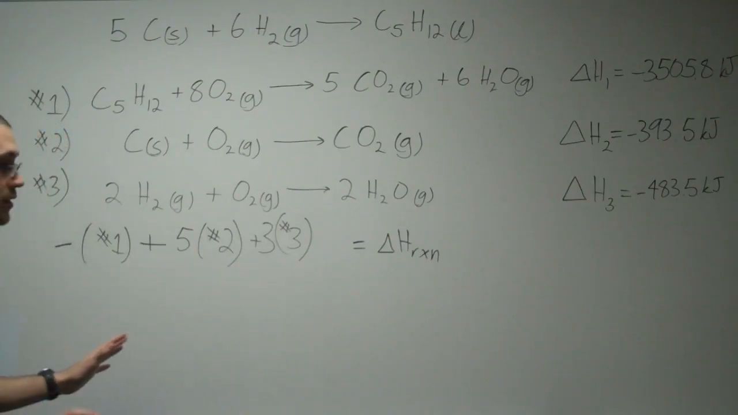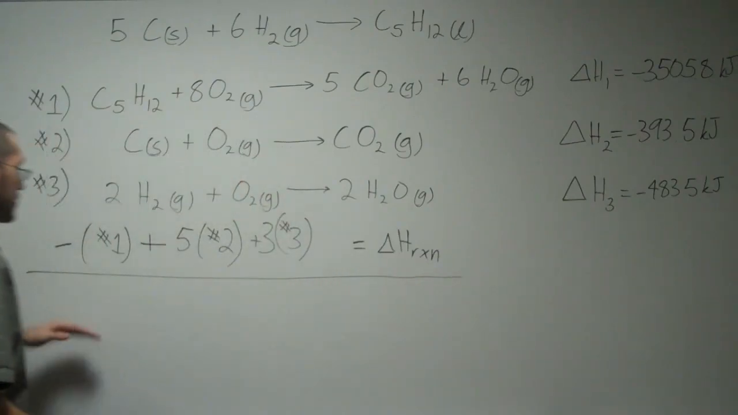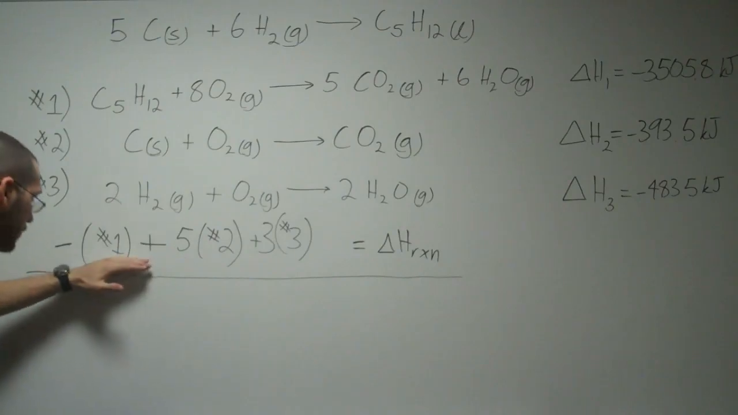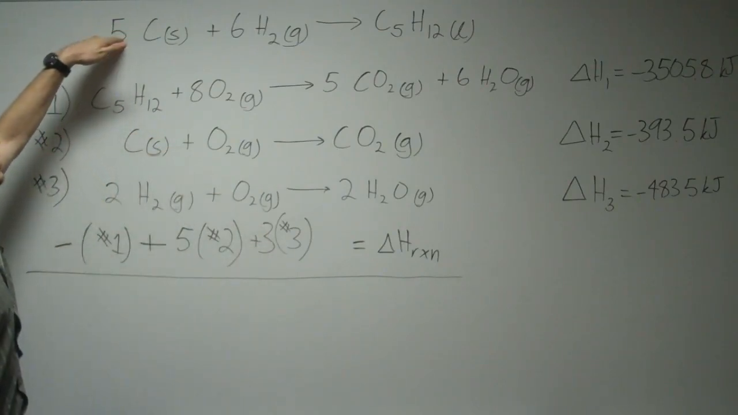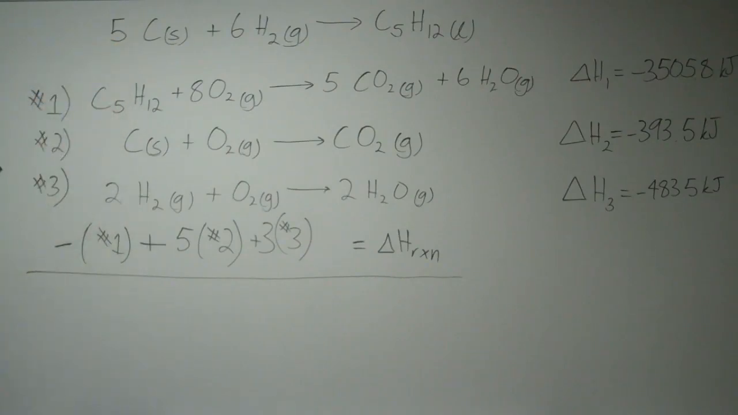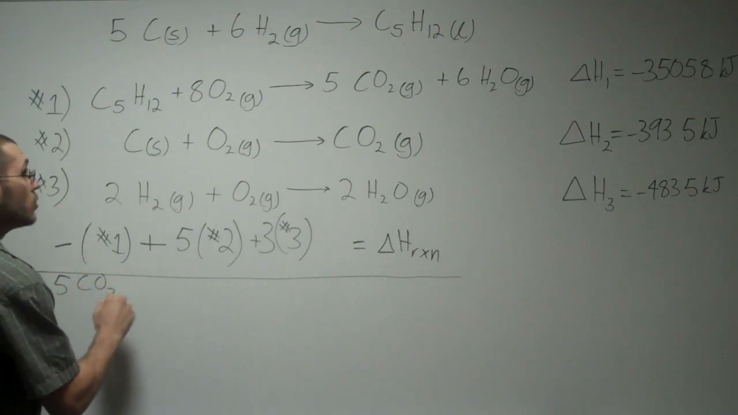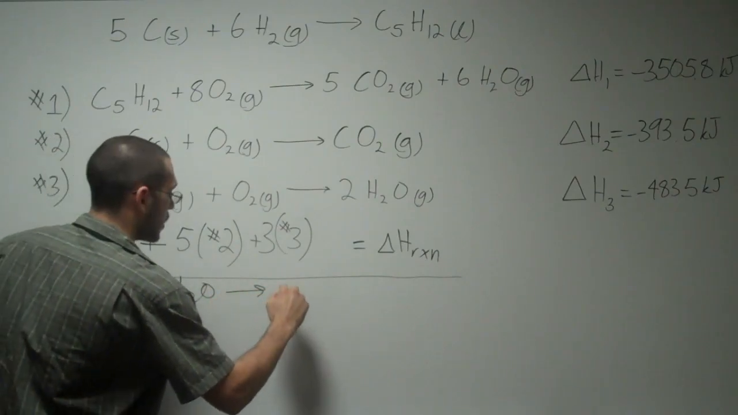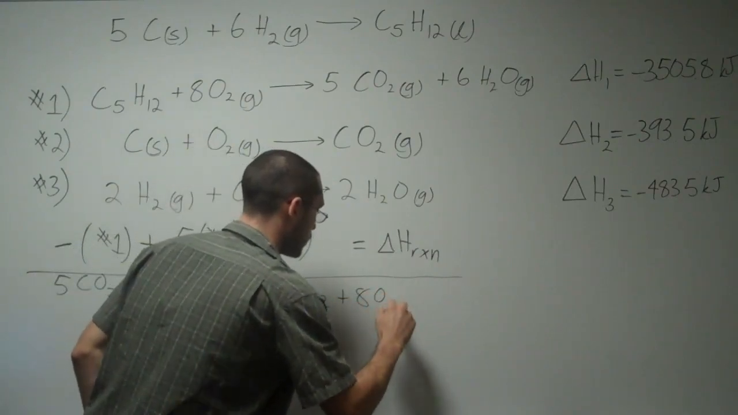How do I know it works? Well, we have to check it. So here we go. Here's our check. What I'm going to do is follow this plan of action. I'm going to perform these actions on each of these equations and make sure I get the equation I'm looking for. We're going to fly through this. It says flip equation number 1. Okay, 5 CO2 plus 6 waters yields pentane C5H12 plus 8 O2s.